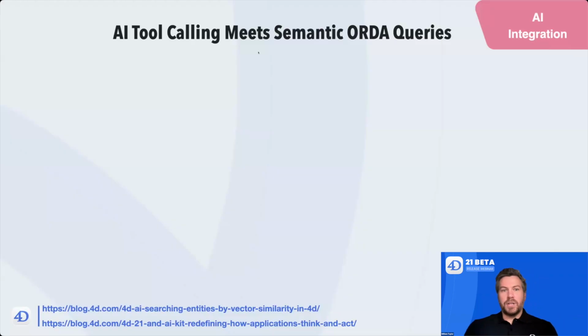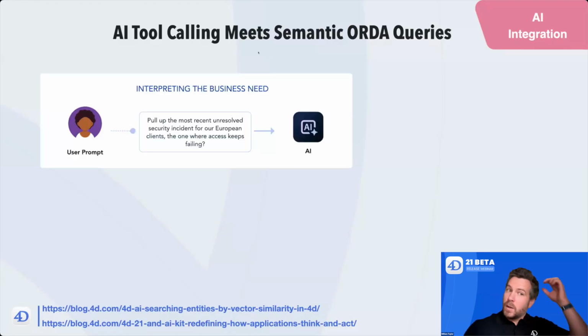4D 21 changes how your application responds, not by adding more AI, but by letting the AI model work directly with your business logic and your data. Imagine a user is facing a deadline. They need answers, not navigation. They don't have the time or the patience to search through views, adjust filters, or take a deep dive into the code or the data. They simply want to ask a question the way anybody would, the way we've become accustomed to when using chat tools like ChatGPT.